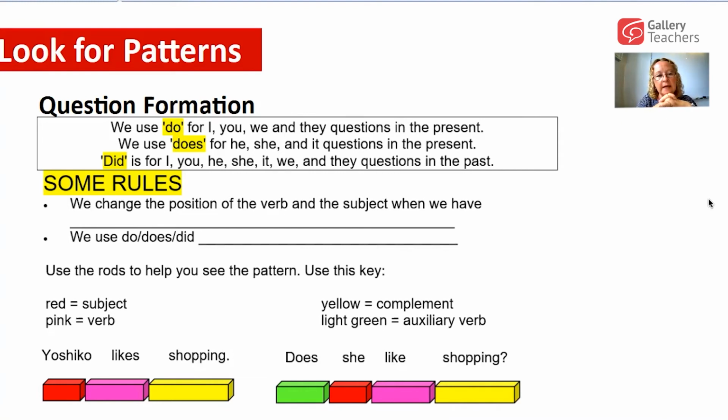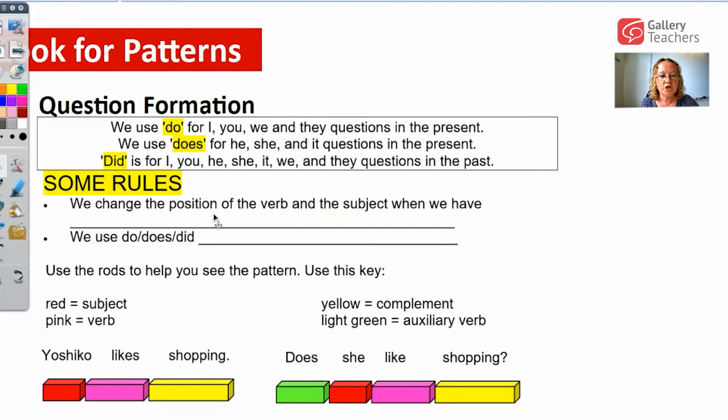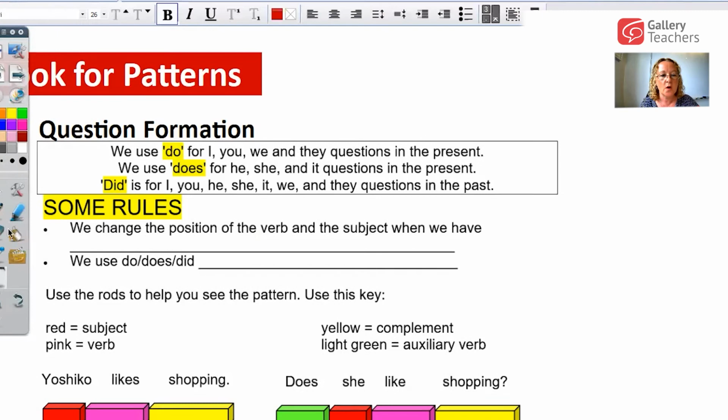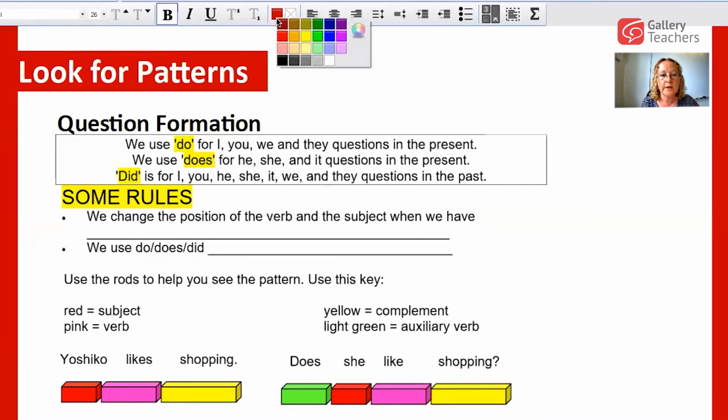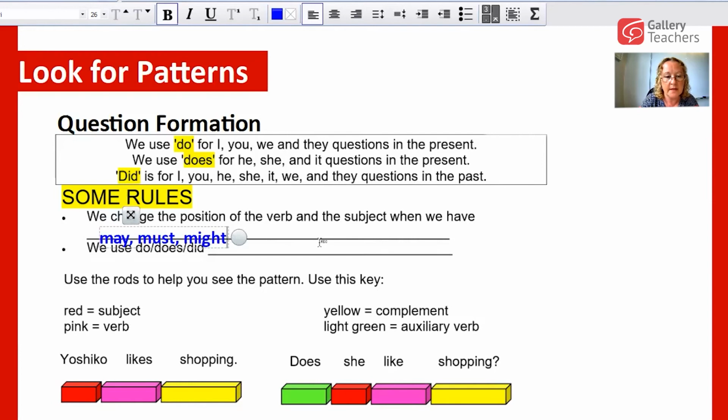So here, we're looking at thinking about question formation and just doing a really simple activity with students. So we've got a little bit of some facts here. We use do for I, you, we, and they questions in the present. We've got our auxiliary does, we've got did. And then we want to ask the students what some of those rules are, if we're looking at it with them. So we change the position of the verb and the subject when we have, well, what do we change it with? Well, we have a modal verb, so we could have may, must, might.